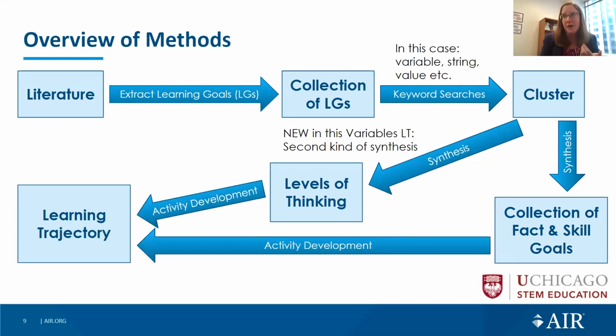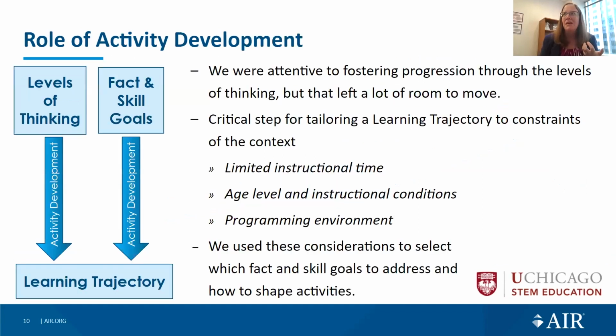So our tool for thinking about that process, bringing those two things together and also bringing in all this thinking about context and student needs was activity development. So as we were developing activities to address variables, we were being attentive to fostering progression through those levels of thinking, but also thinking about how to bring in those facts and skills and lots of other stuff we were considering. Here's the classroom realities, right? We, in particular, were integrating computing into mathematics that was already taking up a lot of time in the school day, so we couldn't just take as much time as we wanted.